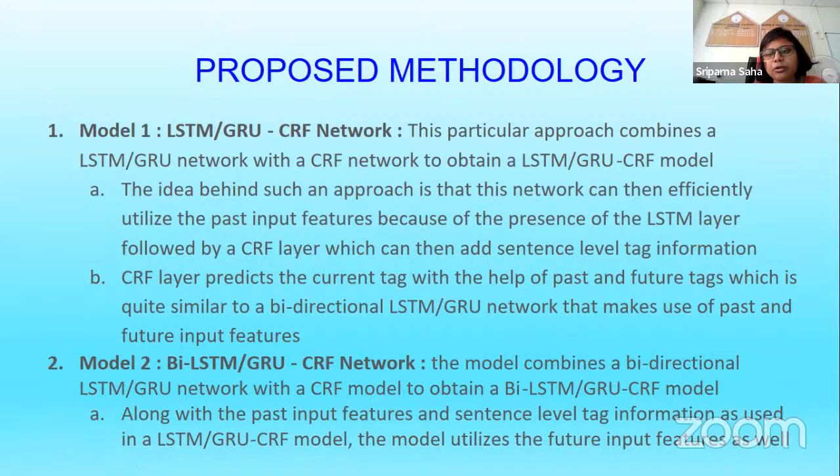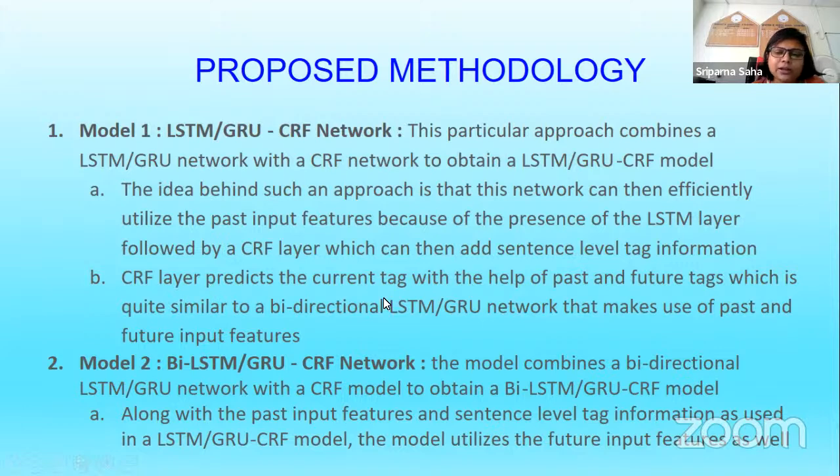Because based on the context only we have to identify the intent and the slots. So the idea behind such an approach is that this network can then efficiently utilize the past input features because of the presence of the LSTM layer followed by a CRF layer, which can then add sentence level tag information. So basically, we want to identify the context, and LSTM or BiLSTM are very good at capturing the context, and that's why LSTM is used.